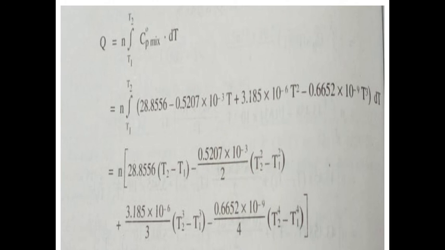Here the Cp0 mixture is the calculated value. Substitute that expression here and integrate with respect to t. After that, substitute the limits T1 to T2. Finally we have this expression. From this expression we know the values N, T1 and T2. Substitute here and find out the capital Q value.